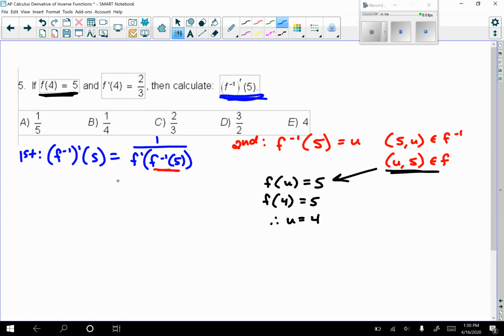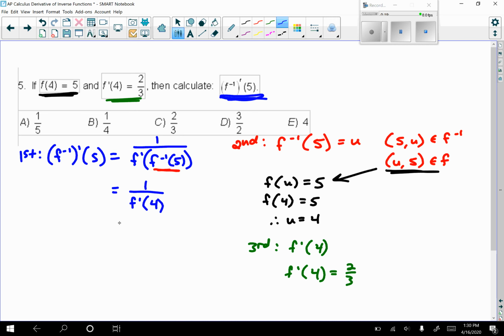So now I go back to my first step. This now becomes 1 over f prime of 4. And then step 3 is to find out what f prime of 4 is. Well, that's our other fact that we're given. f prime of 4 is equal to 2/3.